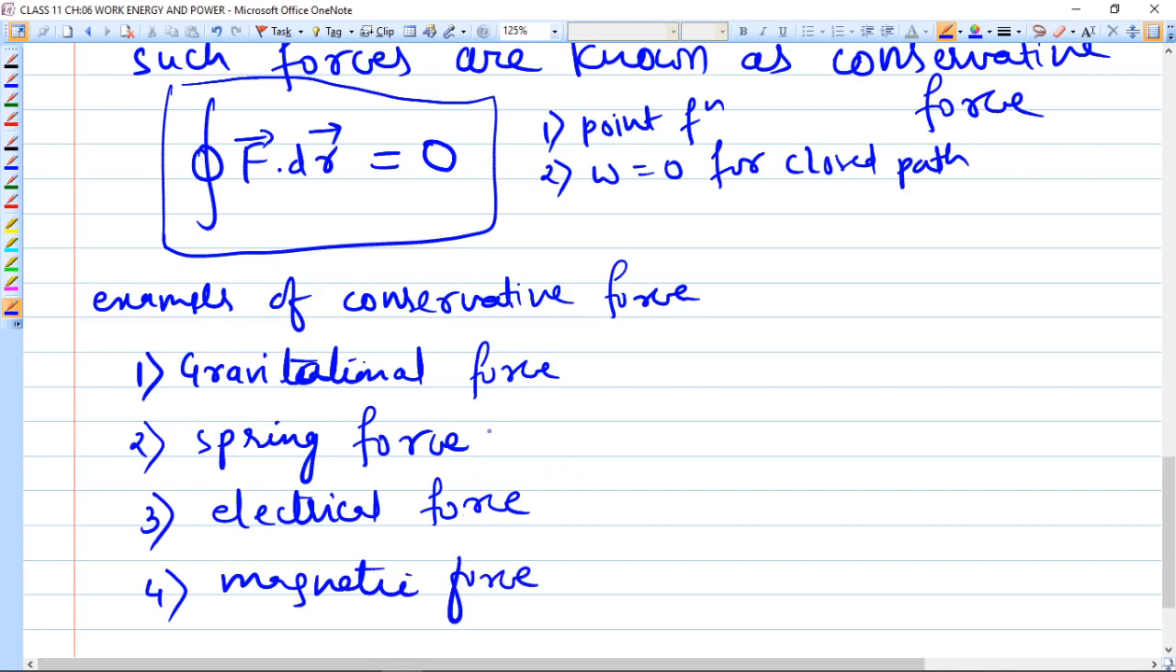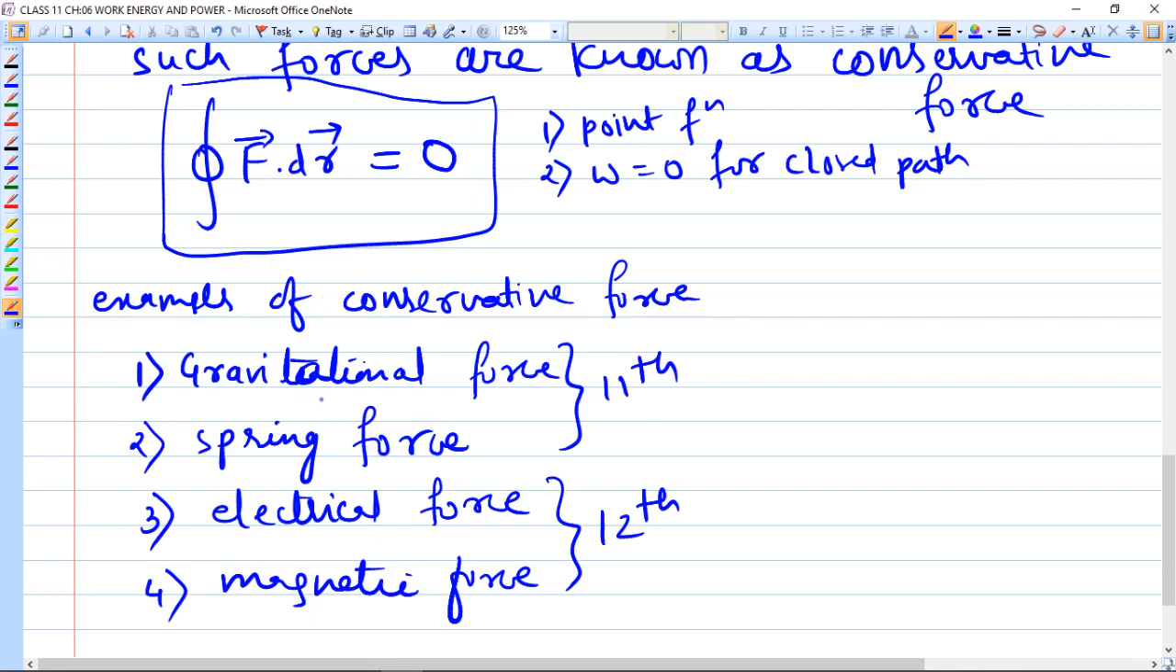In 11th, we are going to discuss mainly these two forces, gravitational force and spring force. While in 12th, we will discuss in detail the electrical force and magnetic force, electrodynamics, generators, motors, light and so on. You can call it the electromagnetic force.